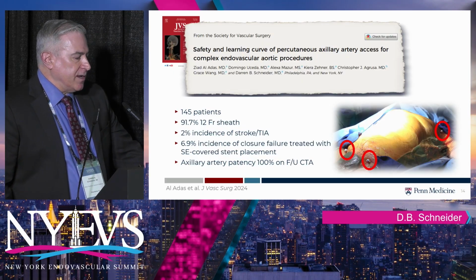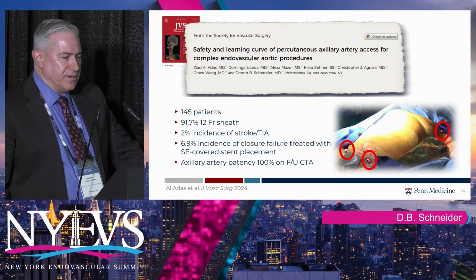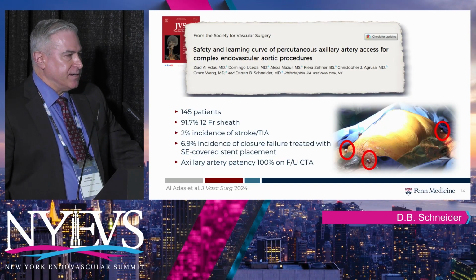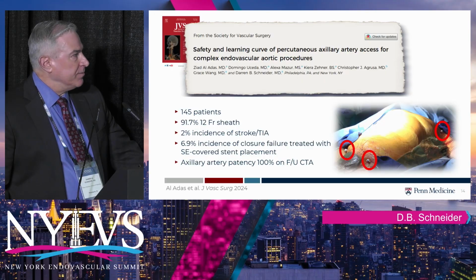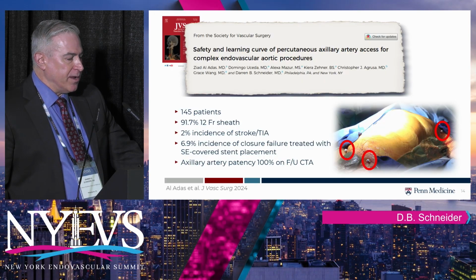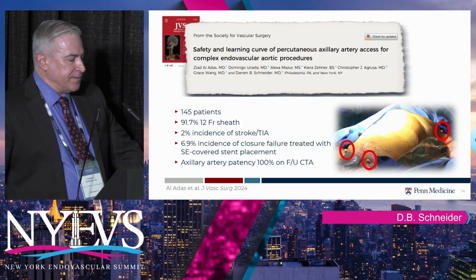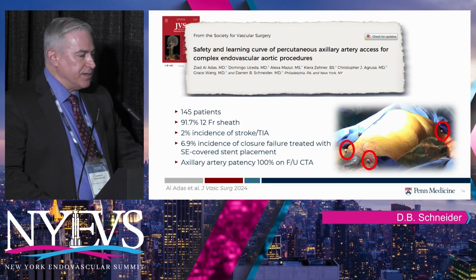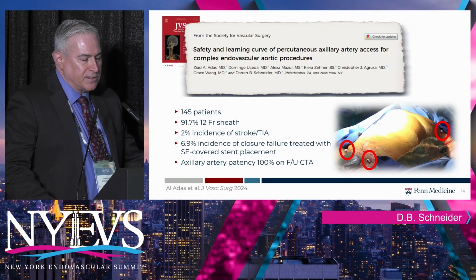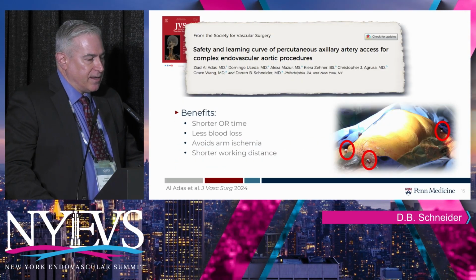We had a 2% overall incidence of stroke or TIA in this series, and about a 7% incidence of closure failure that we treated with placement of self-expanding covered stents, specifically Viabahn, at the access site. And if you look at those axillary arteries, we've had no loss of patency in those axillary arteries that were accessed or where we had to place a Viabahn stent.